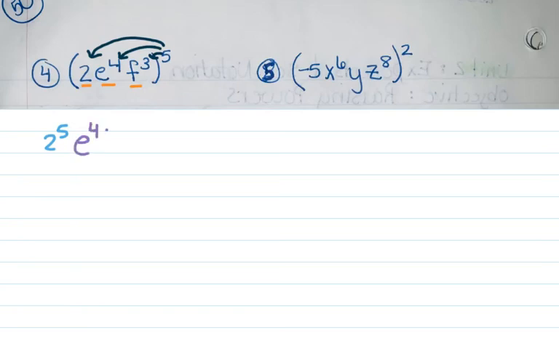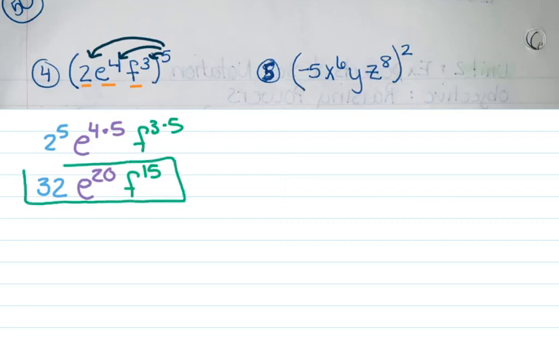e to the 4 times 5. And then f to the 3 times 5. Okay, 2 to the 5th means 2 times 2 times 2 times 2 times 2. If we calculate that out, we should get 32. 4 times 5 is 20, so we get e raised to the 20. And then f, 3 times 5 is 15. So this simplifies to 32e20, f15.